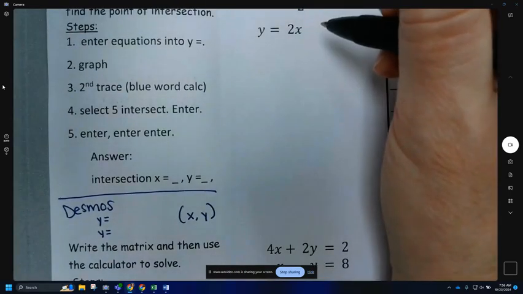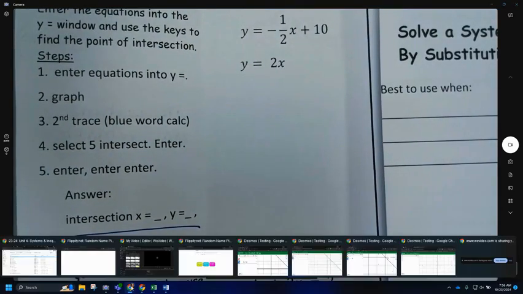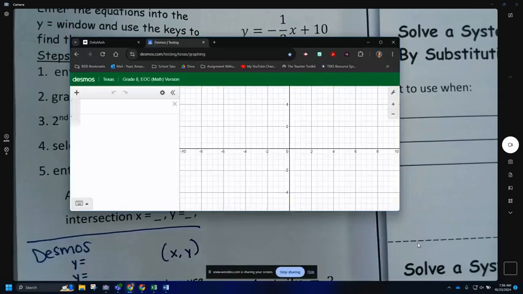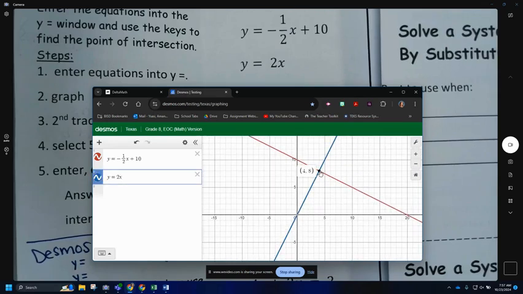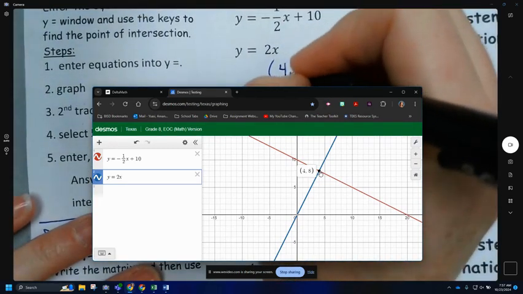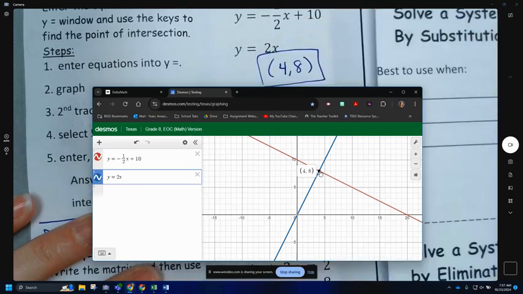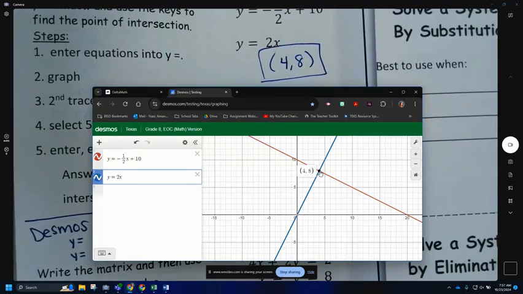So we're going to do this first one. I'm going to go to Desmos, and I'm going to put that in. So y equals negative 1/2 x plus 10, and then y equals 2x. I can't see it, so I'm going to have to zoom out. Now double click the point of intersection, and our solution is 4, 8. So see how both of these are y equals, which makes it super easy to put in Desmos and find our point of intersection.